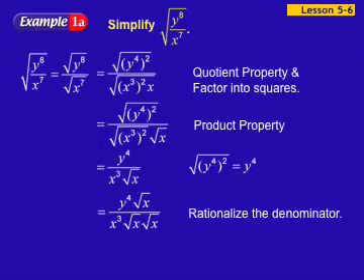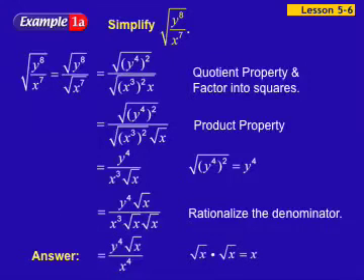So to rationalize the denominator, we'll multiply both the numerator and the denominator by that radical. And the result, we'll have y to the 4th square root of x in the numerator. In the denominator, square root of x times the square root of x gives us x, and x times x to the 3rd is x to the 4th.